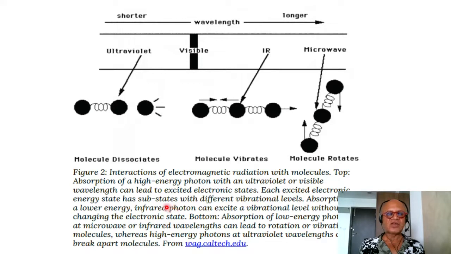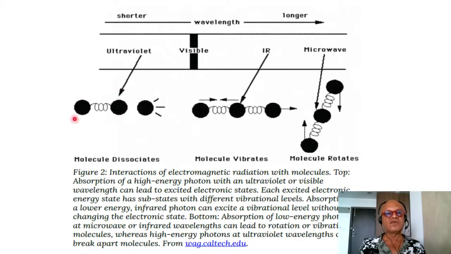each excited electronic energy state has substates with different vibrational levels. Absorption of a lower energy infrared photon can excite a vibrational level without changing the electronic state, so you can remain in the ground state and still absorb energy. In the bottom we are looking at absorption of low energy photons at microwave or infrared wavelengths, which can lead to rotation or vibration of molecules, whereas high energy photons at ultraviolet wavelengths can break apart molecules.